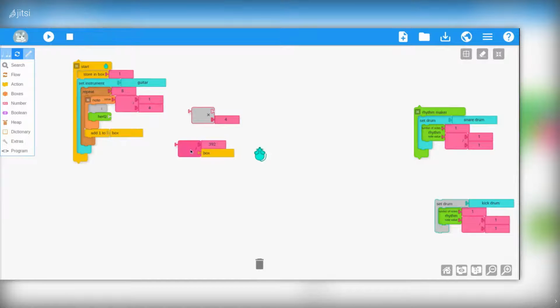Ooh, that sounds interesting. I'm getting new notes. Let's try the multiplication on it.